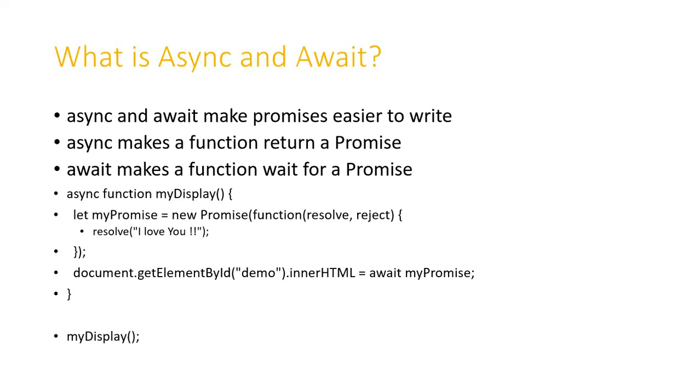And what is async and await? Async and await make promises easier to write. What does that mean? Async makes a function return a promise. Await makes a function wait for a promise.